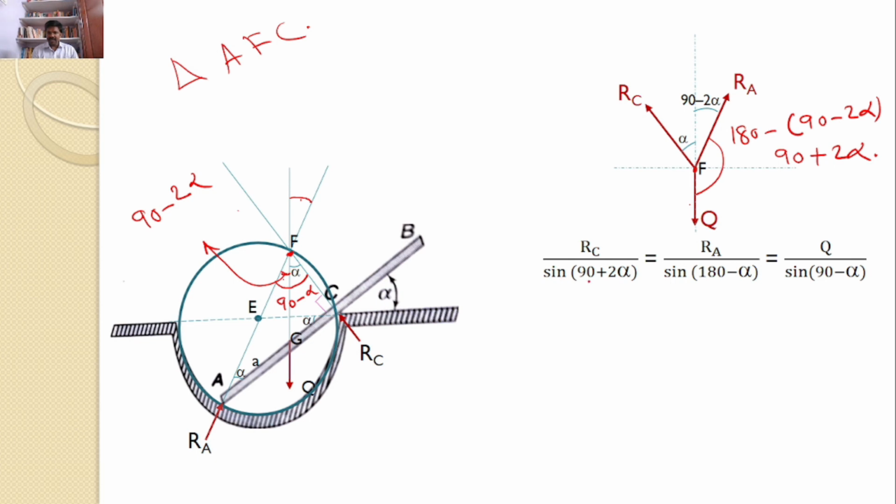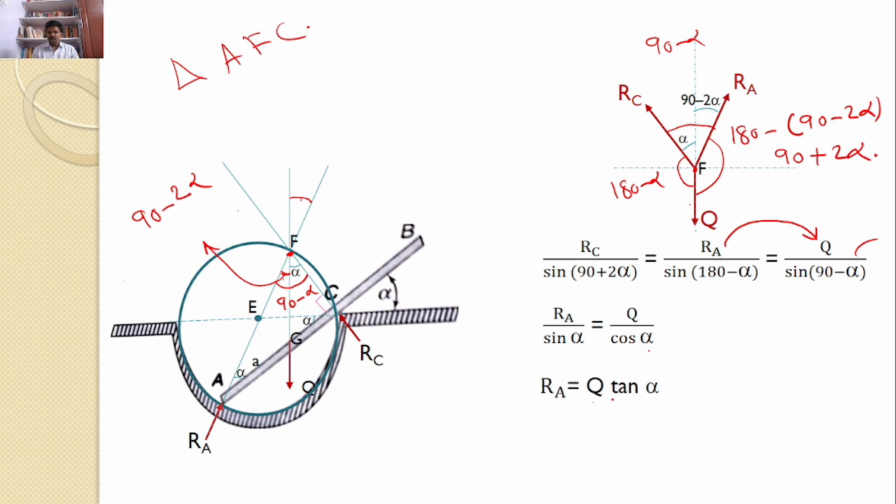Hence RC by sine 90 plus 2 alpha is equal to RA divided by the angle between these two. Of course, it must be 180 minus alpha, so RA divided by sine 180 minus alpha, and Q divided by the angle between these two. The angle between these two is 90 minus alpha. Hence it is written as Q divided by sine 90 minus alpha. By taking any two expressions, you can find the required value. Now take these two expressions. RA divided by sine 180 minus alpha, which is sine alpha, is equal to Q by sine 90 minus alpha, which is cos alpha.